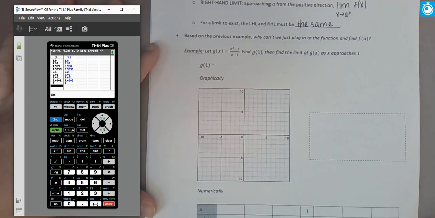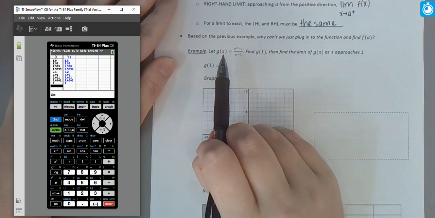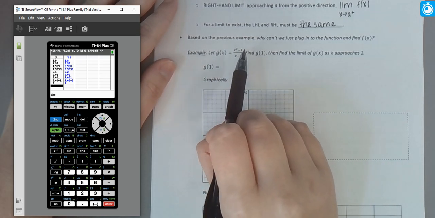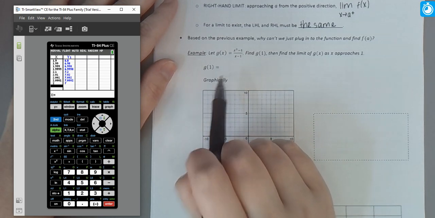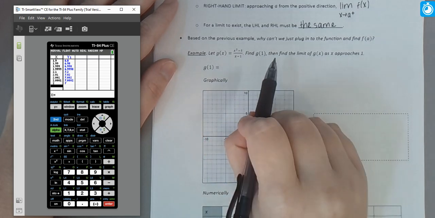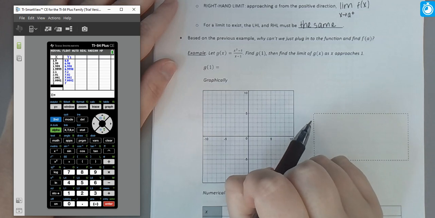So let's look at an example where maybe it's not as clear-cut, maybe the same kind of thing doesn't happen. So here's our new function. We have a rational function. We're going to call this g of x. So g of x is defined as x squared minus 1, quantity over x minus 1. So first thing is we want to find g of 1, evaluate it, and then we also want to find the limit of g of x as x approaches 1.